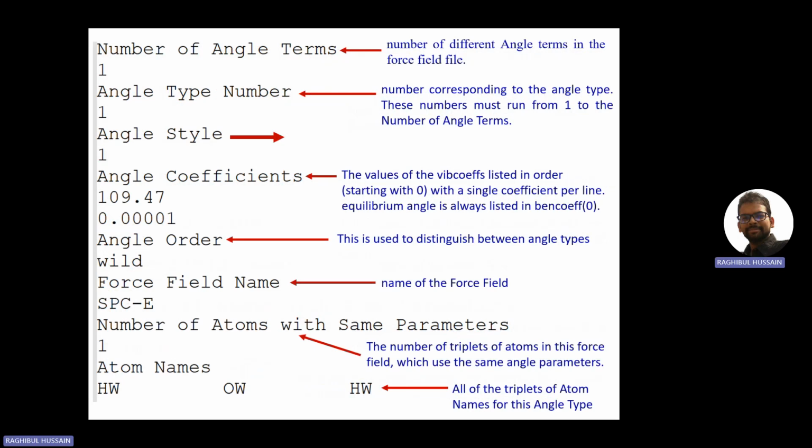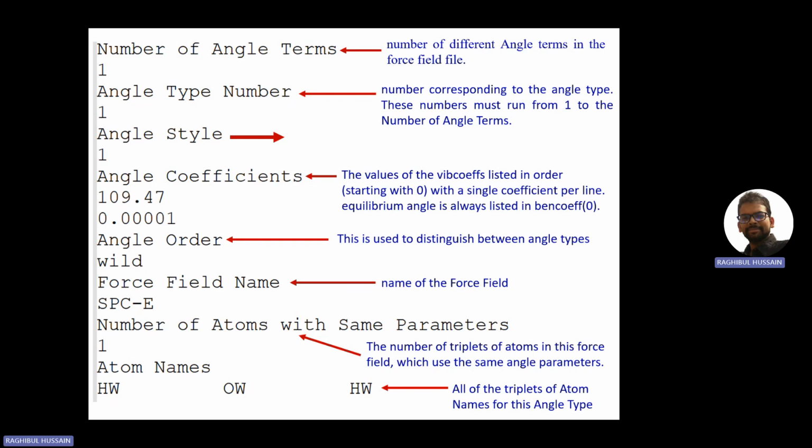And the final is angle. So how many angle terms? 1, HOH. Number is 1. Style we will discuss. And these two are the coefficients. The first one is the angle and the second one is the K theta. In this case, we do not have a K theta value. We want to fix the angle, so we use a very small value of K theta. So it keeps the angle fixed.